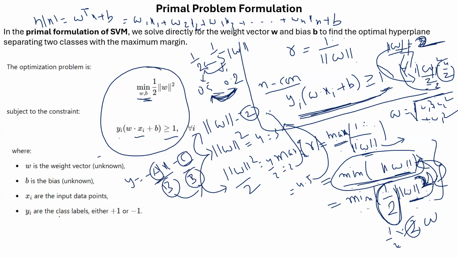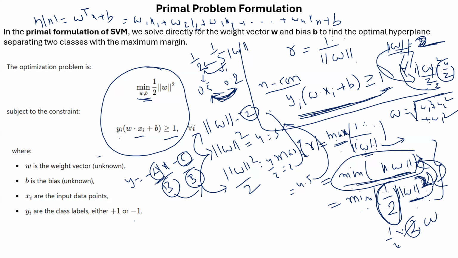Xi is the input data point. Yi are the class labels, either +1 or -1. By now you would have understood that SVM does binary classification. It can differentiate only two classes. So one class can be written as +1 and the other class as -1. So it can classify whether it is a dog or cat only. It cannot classify dog, cat, or lion. It's a binary classifier.